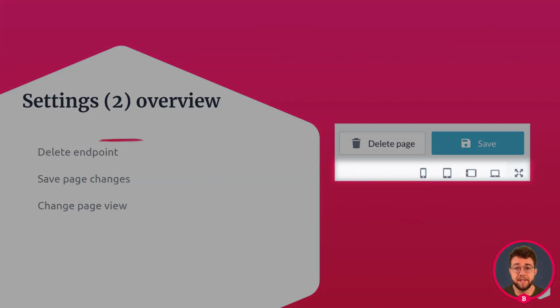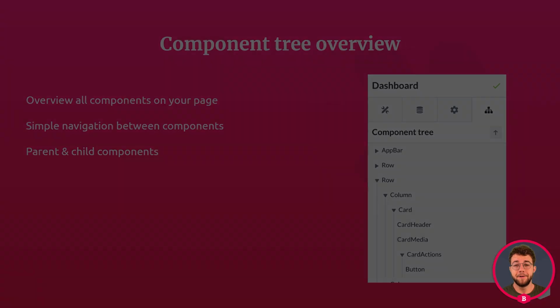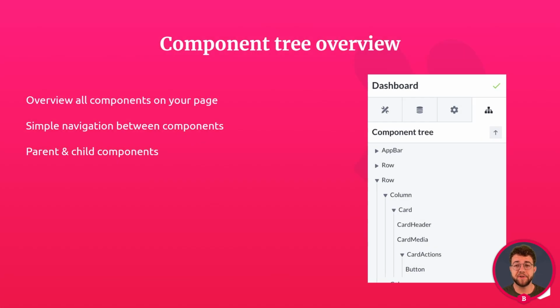The change page view option allows you to view your page via a different device. So, such as if you want to look at it via a mobile perspective or a tablet perspective, press any of the page view buttons to see how it would look like from that perspective. The fourth tab is the object tree overview.